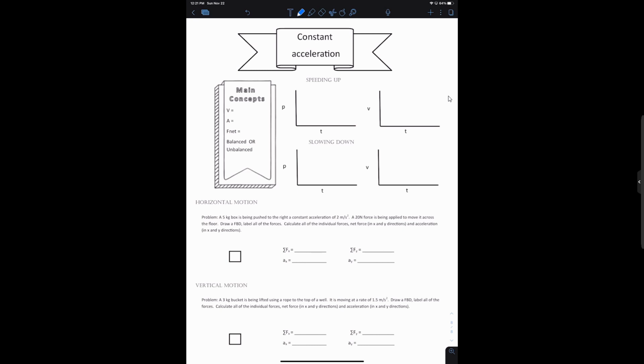So let's start out. Our velocity is going to be changing, so it's no longer zero or a constant number. Now our acceleration is going to be a constant number. We don't know what it is. F net is going to be a number. And now we have unbalanced forces.